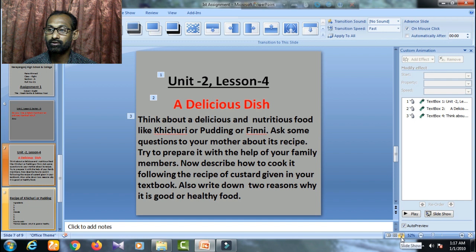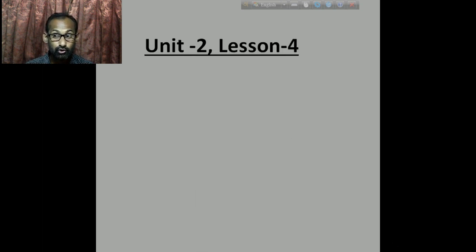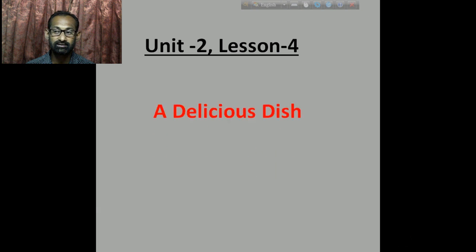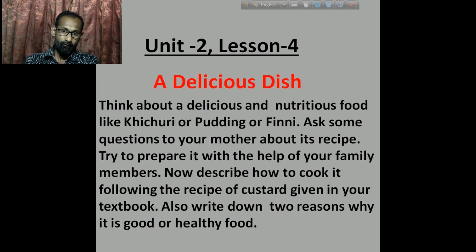Now we will start other topics. Okay, and that is delicious food. That means unit number 2 and lesson number 4, a delicious dish. Okay, for example, just look at the screen, think about a delicious and nutritious food like khichdi or pudding or finni. That means you have to cook or prepare finni or khichdi or pudding.